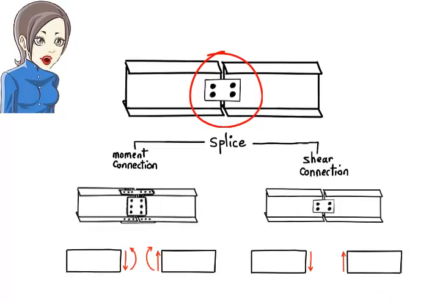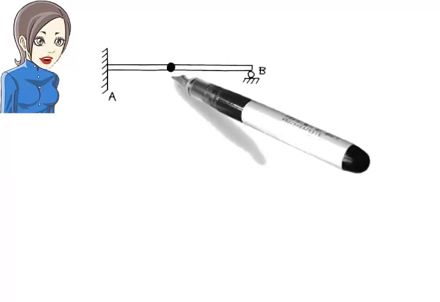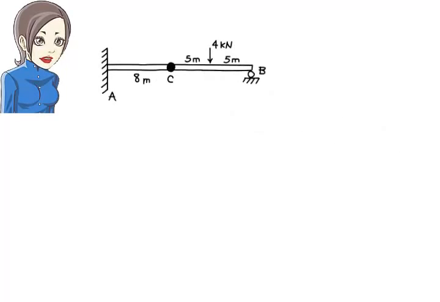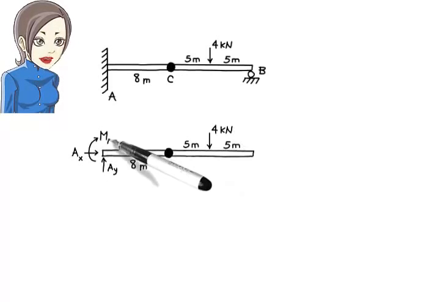In this section, we're going to focus on the analysis of beams that embody one or more internal hinges. Consider this beam. It is fixed at the left end and rests on a roller support at the right end. The beam has an internal hinge at point C.